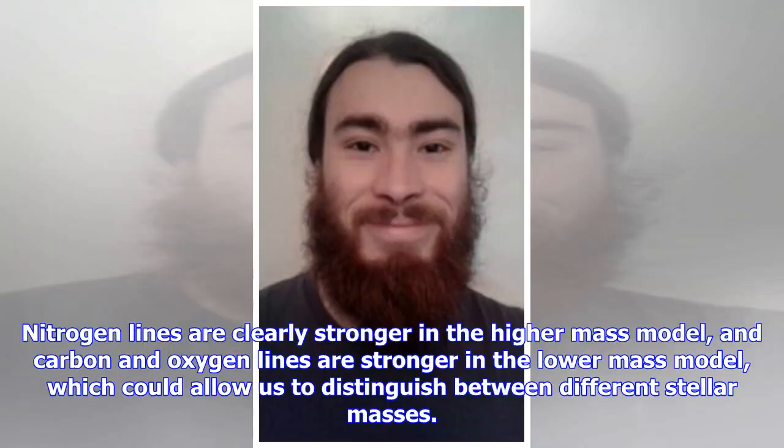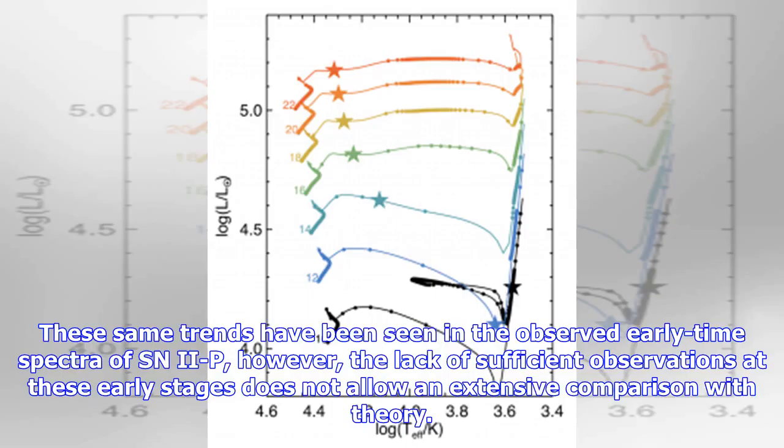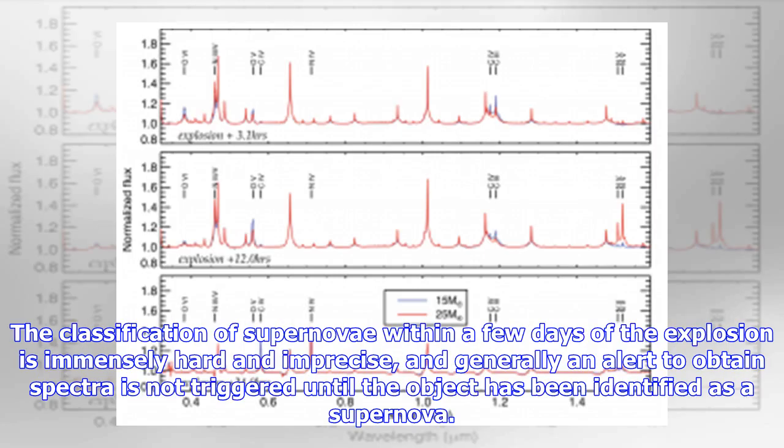Nitrogen lines are clearly stronger in the higher mass model, and carbon and oxygen lines are stronger in the lower mass model, which could allow us to distinguish between different stellar masses. These same trends have been seen in the observed early-time spectra of SNe IIP. However, the lack of sufficient observations at these early stages does not allow an extensive comparison with theory. The classification of supernovae within a few days of the explosion is immensely hard and imprecise, and generally an alert to obtain spectra is not triggered until the object has been identified as a supernova.